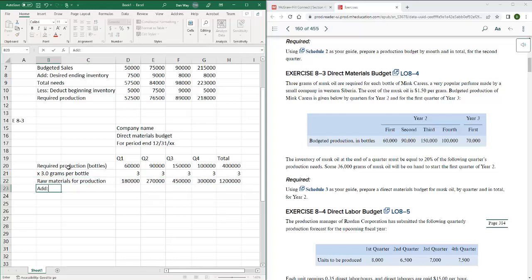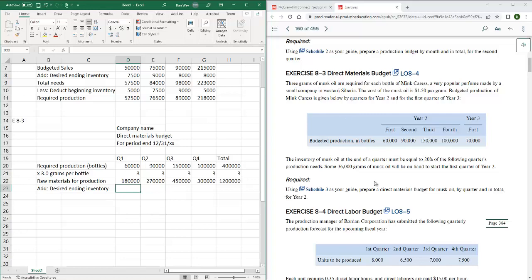Now to that we can add our desired ending inventory. Again, keeping in mind that we're talking about the raw material, the direct material itself, not the units of finished product. So not bottles, but grams of this musk oil.